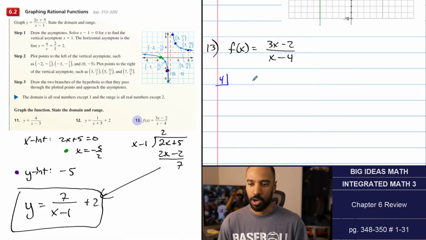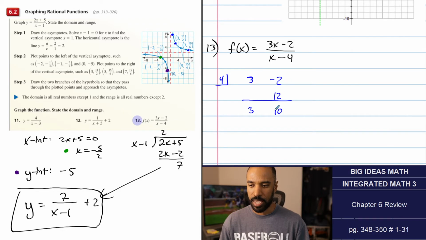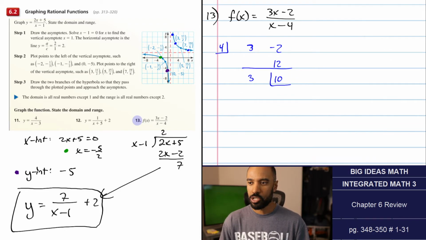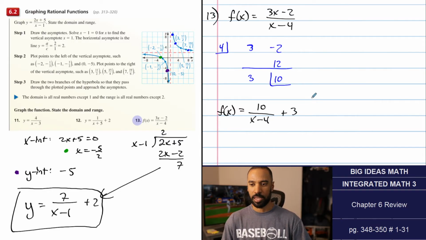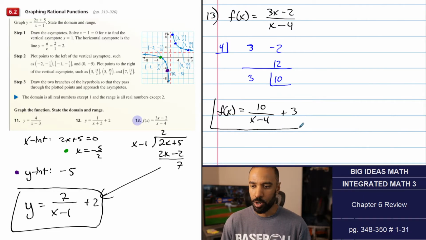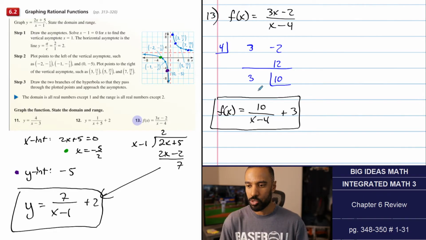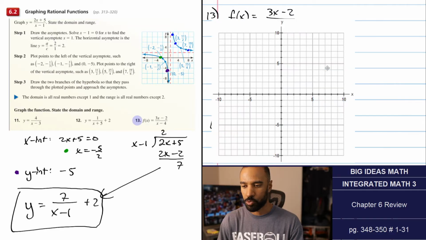Let's divide this out. 4 is your root, and 3 and -2 are your descending coefficients of your top polynomial. Bring the 3 down, multiply by 4, add these together, there's your remainder. So this equation can also be rewritten as f of x equals, now 10 being your remainder is your a value, it still divides by x minus 4, and your quotient is 3, this ends up being your k. So now we're in graphing form as we were previously, and we can use this to now plot points on this graph as we previously were.